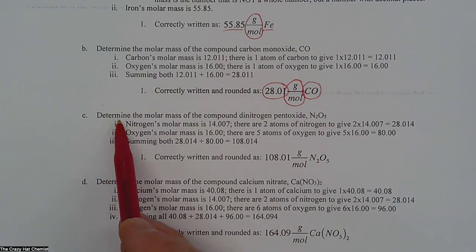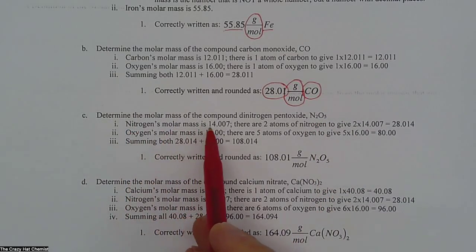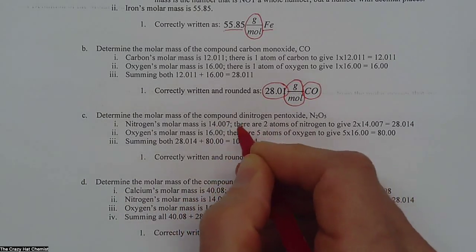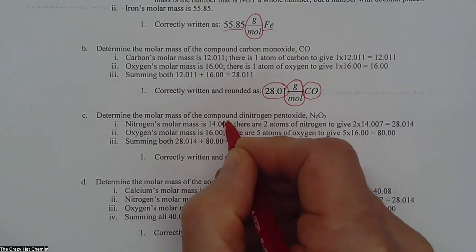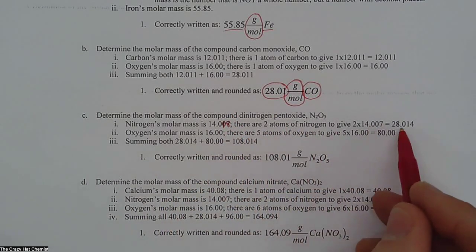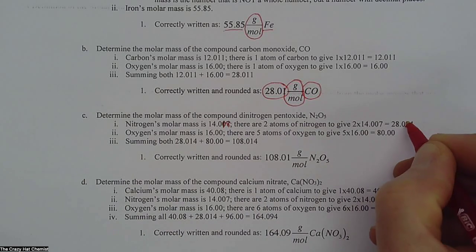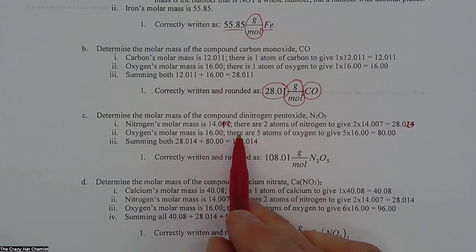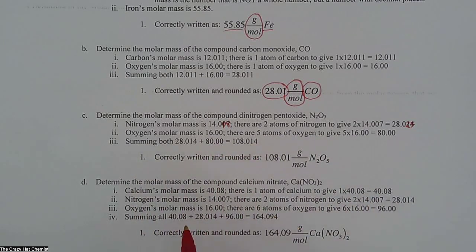Okay, this next example is determine the molar mass of the compound dinitrogen pentoxide, N2O5. Nitrogen's molar mass is actually 14.007, but on the periodic table that I'm using today, it's 14.01. It's rounded. There are two atoms of nitrogen, and that gives us 28.02. Oxygen's molar mass is 16.00. There are 5 atoms of oxygen, so 5 times 16. That's 80.00. We're going to sum these both.